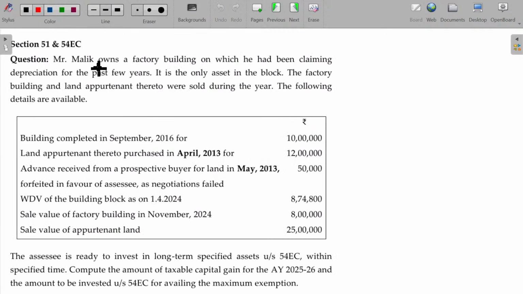Section 51 and 54EC. 51 is the forfeiture, 54EC is nothing but investment in bonds. Mr. Malik owns a factory building on which he had been claiming depreciation for the past few years. It is the only asset in the block. The factory building and land appurtenant thereto were sold during the year. Building completed in September 2019 and land appurtenant thereto purchased in April 2013. So building completed in 2019, land in a later period. Is that okay?